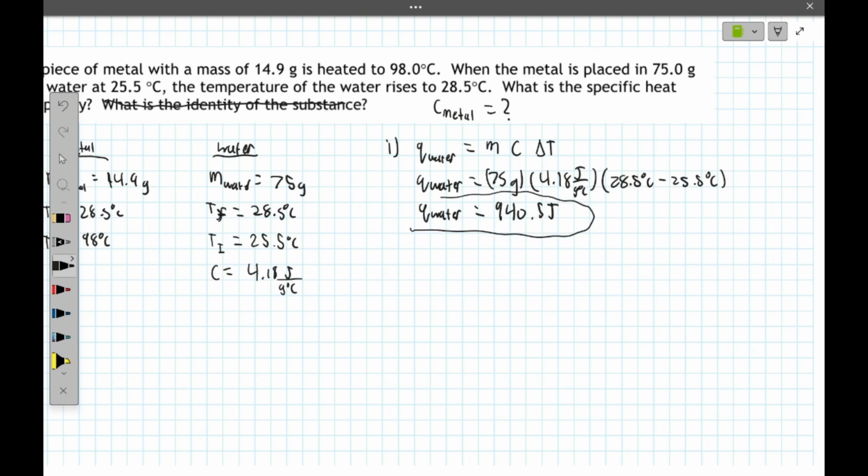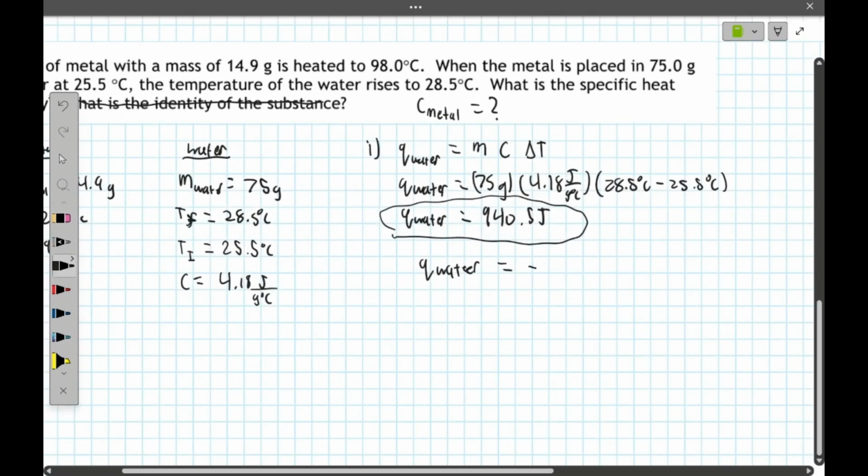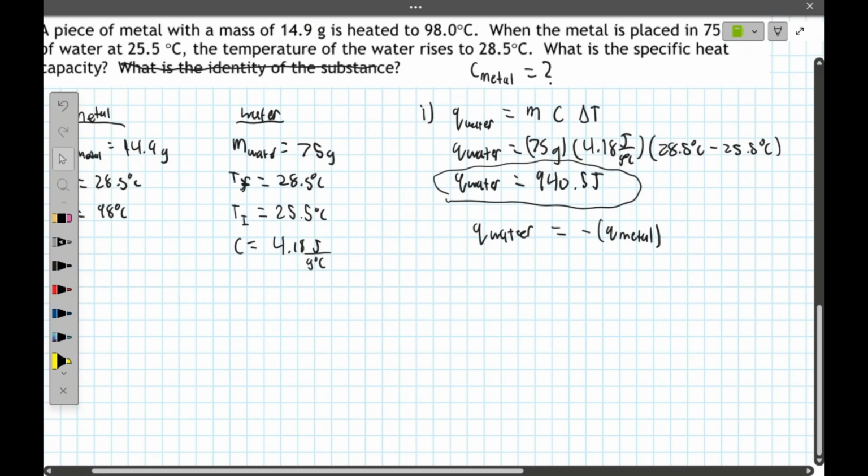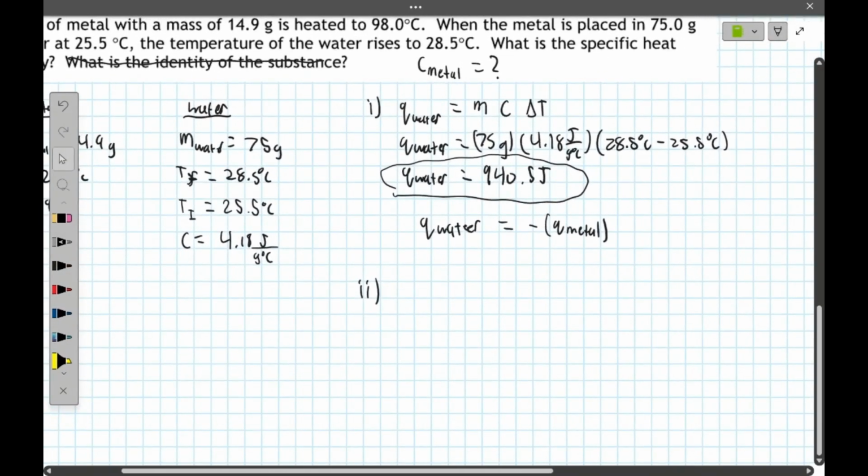So this is very important to solve for metal, because the Q of water is equal to the negative Q of the metal. Why is this? Because the water is absorbing energy from the metal that is losing energy, since it is an exothermic reaction. So knowing that, now we have all the information we need to solve for the specific heat capacity of the metal.